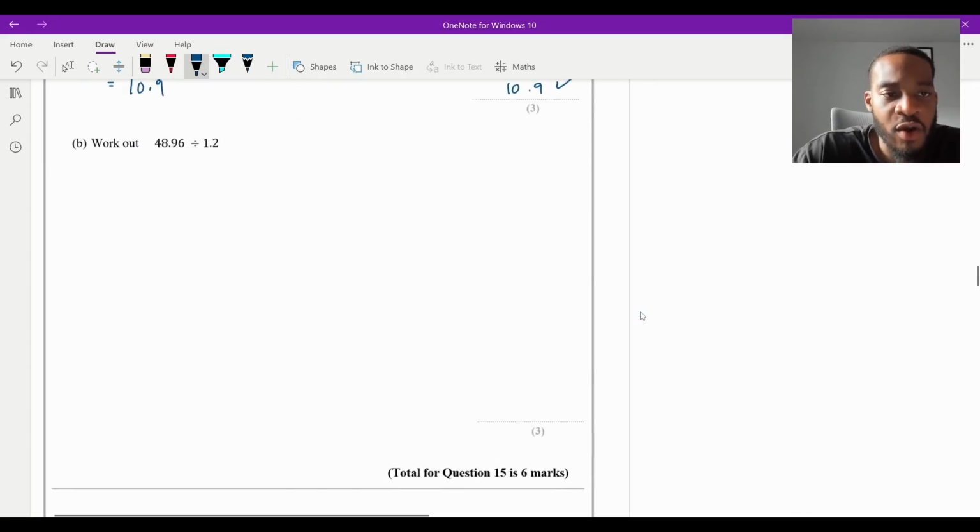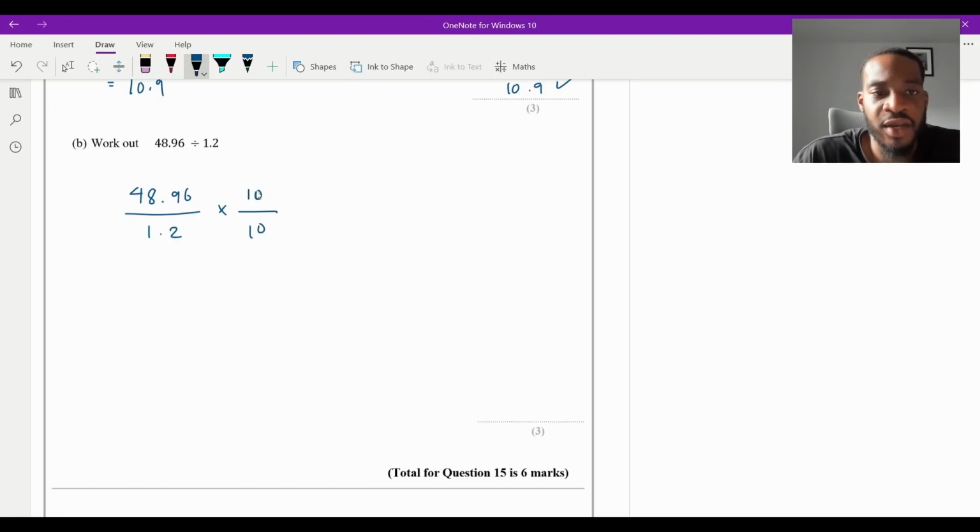Part B says work out 48.96 divided by 1.2. Now, the main thing with this one is actually, you just want to make sure your denominator is an integer, right? So I'm going to write out as a fraction 48.96 over 1.2. And I'm going to times top and bottom by 10. This is going to be an equivalent fraction. It's not going to change the answer. It's just going to make the denominator a whole number. So we can just use the bus stop method a bit more easily.